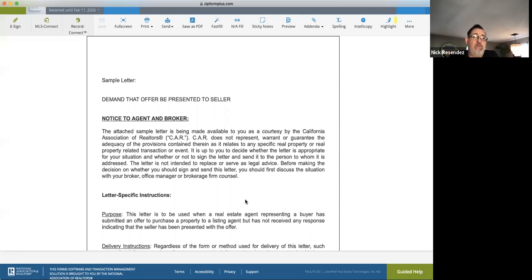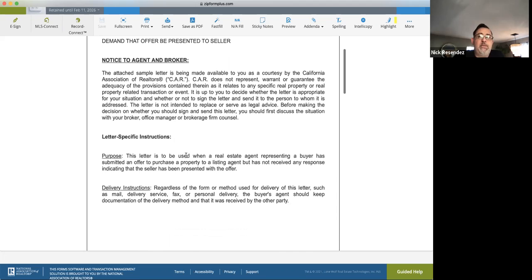There's actually a few different forms. This is one of them. This is probably the last option we would use, but there are others. And so if we look here, it says this letter is to be used when a real estate agent representing a buyer has submitted an offer to purchase a property, but has not received any response indicating that the seller has been presented with the offer.